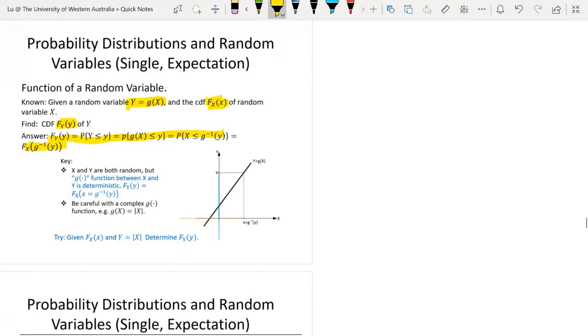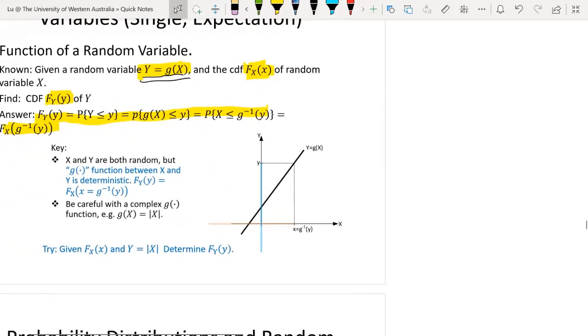So we said the relationship between the y value and x value is clear and deterministic. In this small graph, you can see the horizontal axis is random variable x, and the vertical axis is random variable y. The relationship between the x value and the y value is defined by this sloped line. This is just an example. This line y equals g(x) defines the relationship between random variable x and random variable y here.